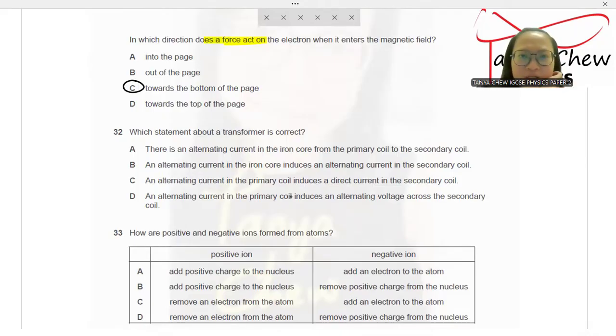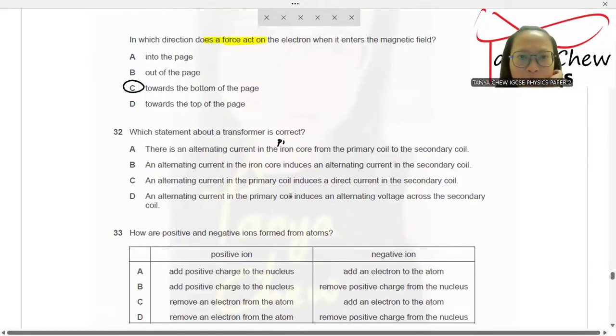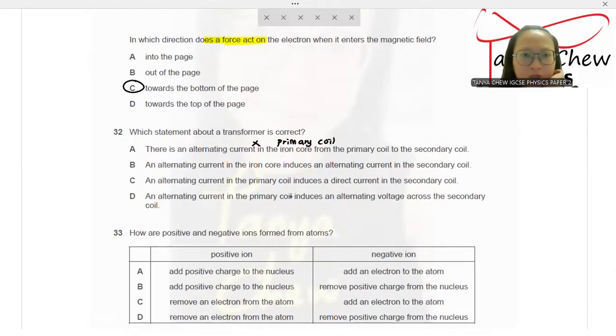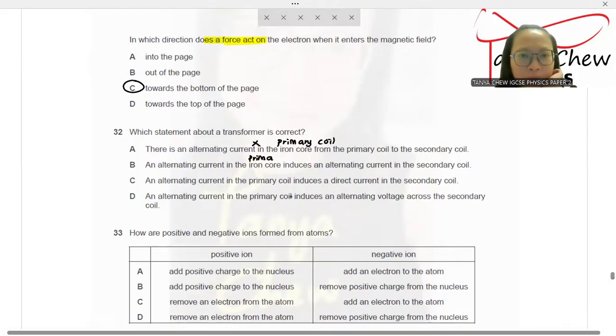So A, there is an alternating current in the iron core. Alternating current is connected to the primary coil, not the iron core, so this is wrong. B, an alternating current in the iron core. No, alternating current is only in the primary coil. This is also wrong.